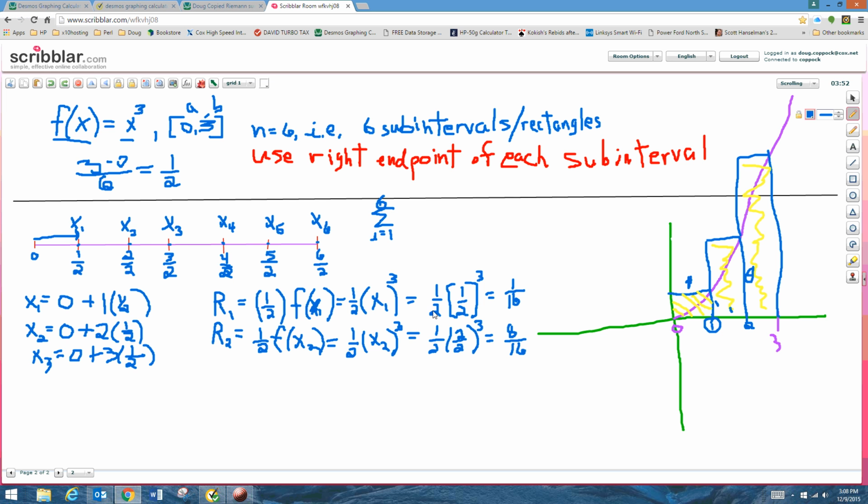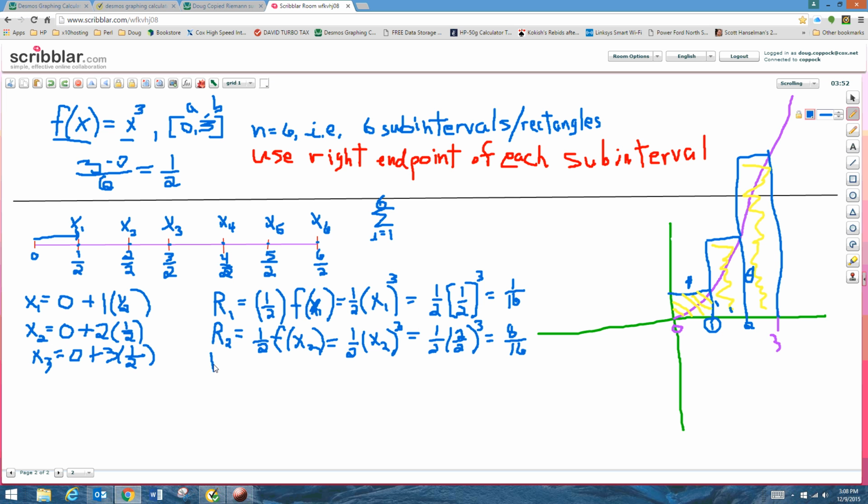1/2 cubed is 1/8. 1/2 times 1/8 is 1/16. Similarly, for the second rectangle, I'm taking the width of that rectangle times f of x sub 2, but x sub 2 is really just the number 1. 2 times 1/2. 1 cubed is 1. 1 times 1/2 is 1/2, but I wrote it as 8/16.